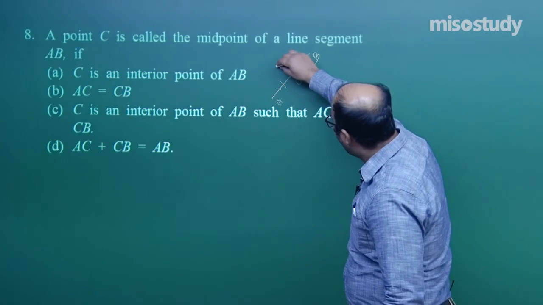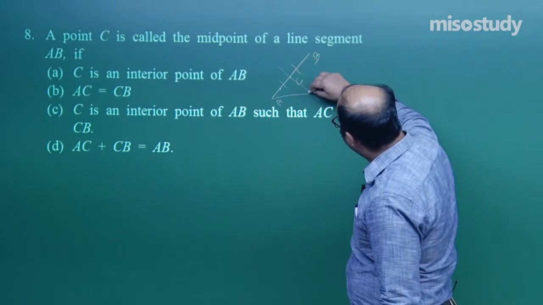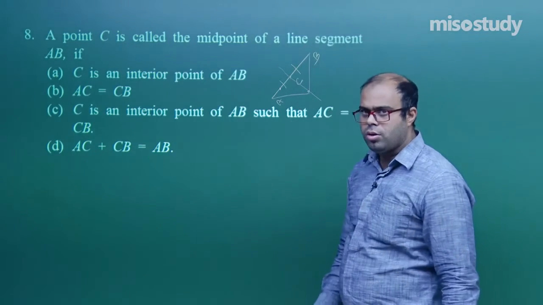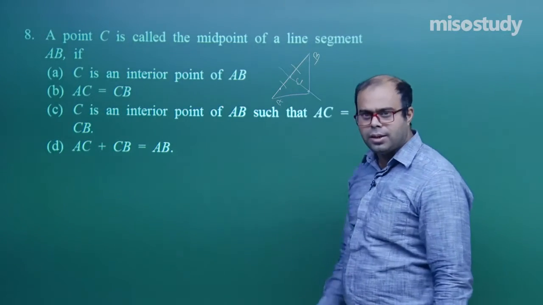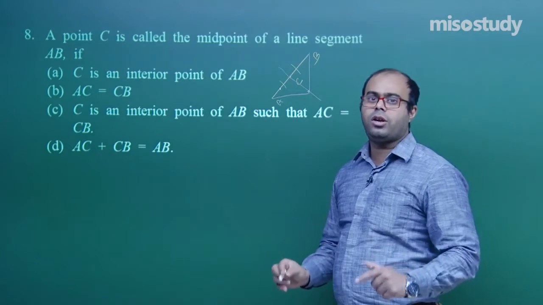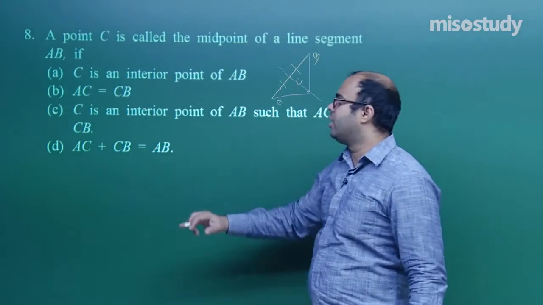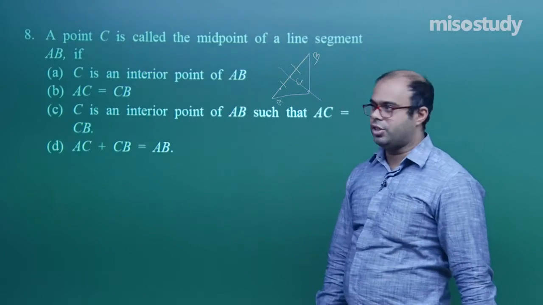So, if we take a point on this perpendicular bisector somewhere here, AC is equal to CB here also, but this is not the midpoint of this line segment. So, this is also not fully correct. Okay, this is not the sufficient condition, this is the necessary condition. A is also the necessary condition.